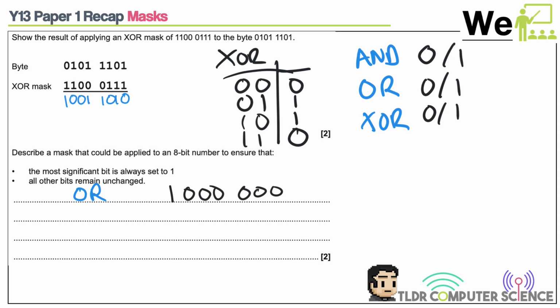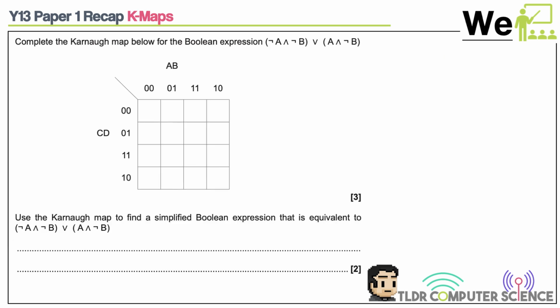In which case, I will do an AND mask with the most significant bit being 0 and the rest being 1. Cool. Okay, and now we're on to ways of simplifying logical expressions. If you remember, there were 2 techniques we learned to use. One was called Karnaugh maps, and the other was simplifying Boolean expressions by using Boolean algebra.